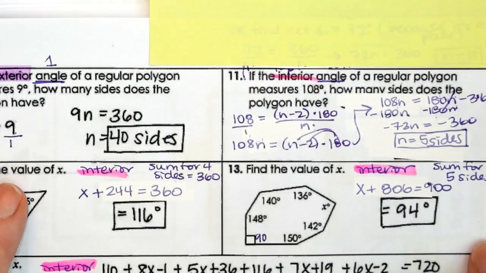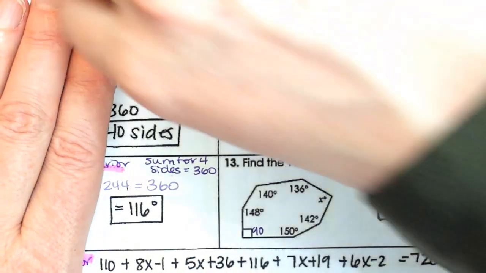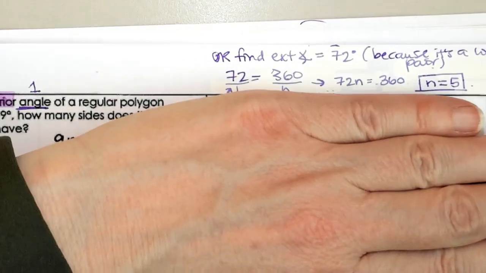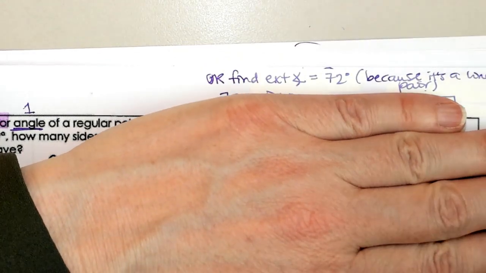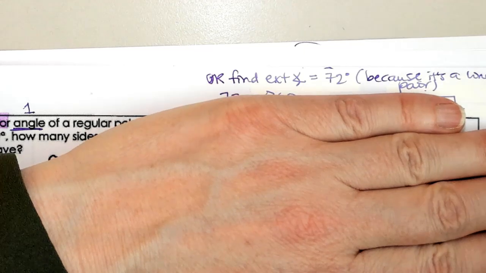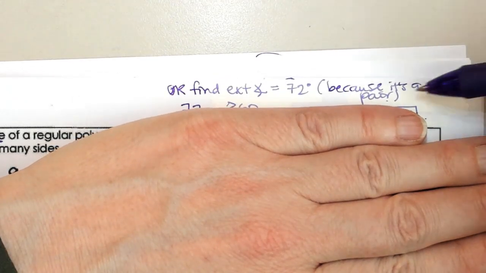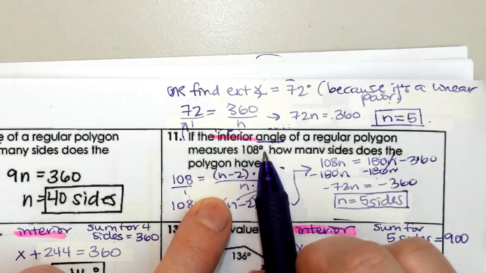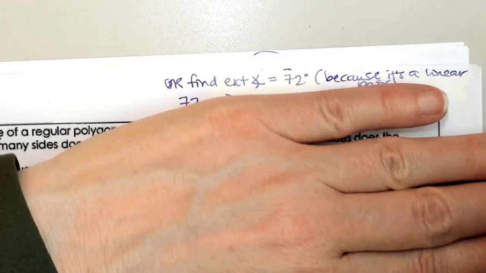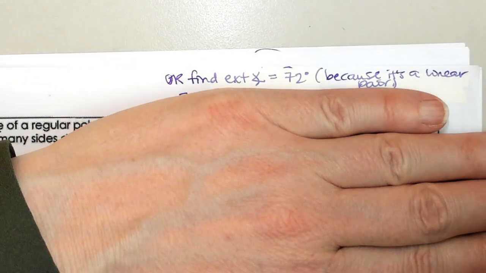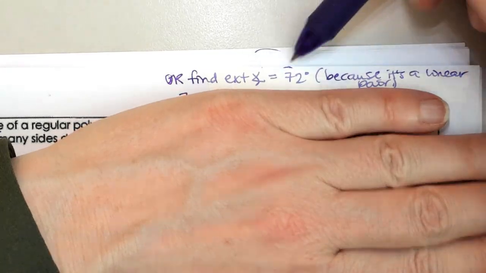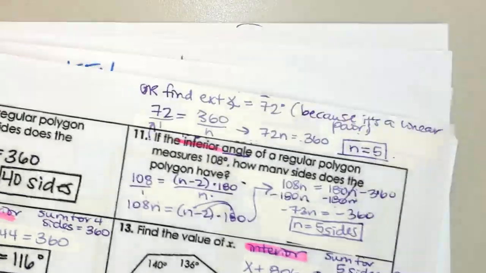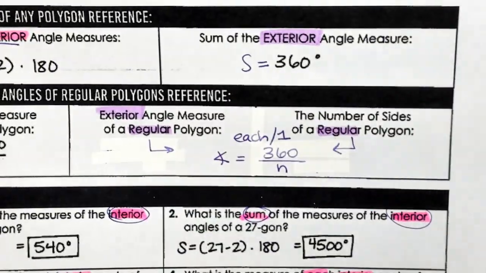So an alternative for number 11 would be instead to find the exterior angle. So I would think about the fact that an interior angle and an exterior angle together are a linear pair. So if the interior angle is 108, 180 minus 108 tells me the exterior angle is going to be 72 degrees. And if I work from the exterior angle, the formulas for those are much, much easier, much shorter.